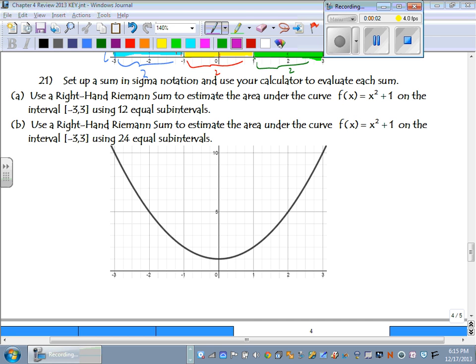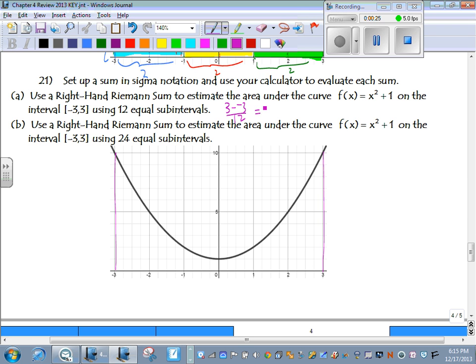For problem 21, part A, we're using a right-hand Riemann sum to estimate the area under the curve using 12 subintervals. So we're going from -3 to 3, which has a distance of 6. But we're breaking that up into 12 subintervals. So we're doing 3 minus -3 divided by 12, or 6 over 12, which is 1/2. That means the base of each rectangle, that's our delta x, is going to be 1/2.